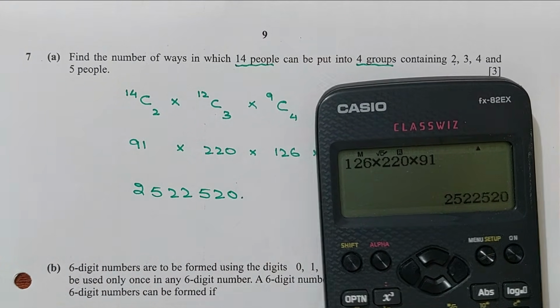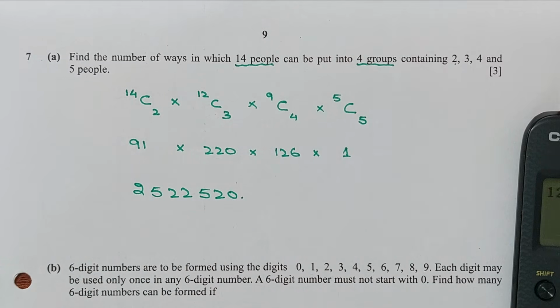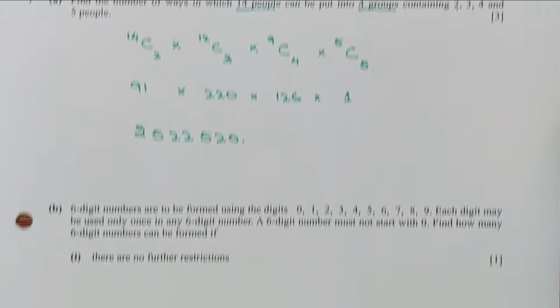2522520. This much is the number of ways in which 14 people can be put into 4 groups, right?